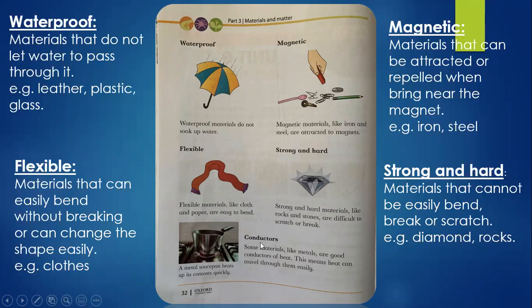Then the last one, what we have, the conductor. What are conductors? Some materials like metals are good conductors of heat. This means heat can travel through them. I told you, look, like from here, heat can easily move from here to here. That's why the whole pot becomes very hot. The things which can transfer heat or electricity, those materials we call conductors.